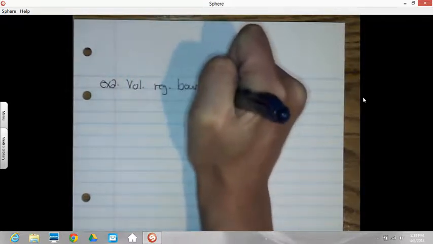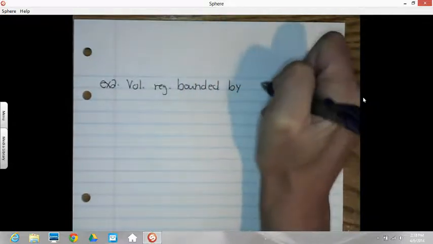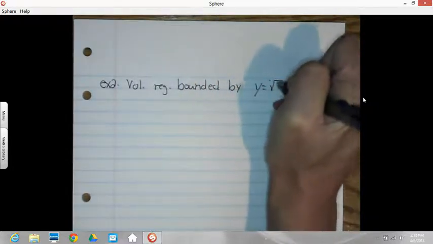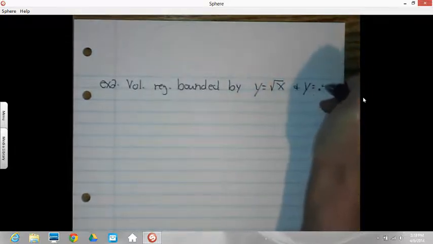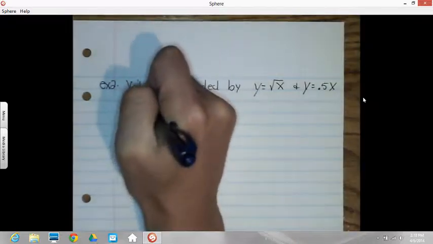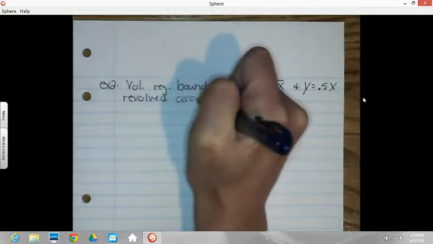So we want the volume of the region bounded by y equals square root of x and y equals 0.5x if that region is revolved around the y-axis.